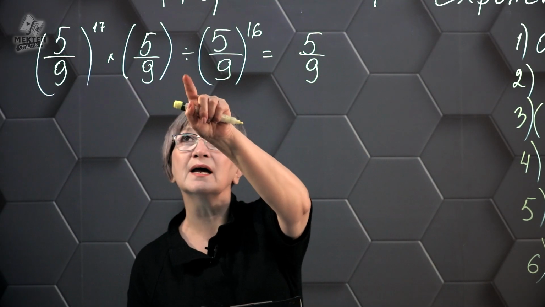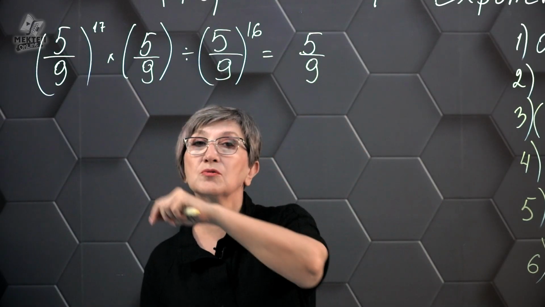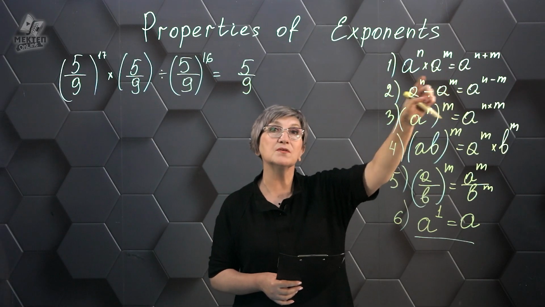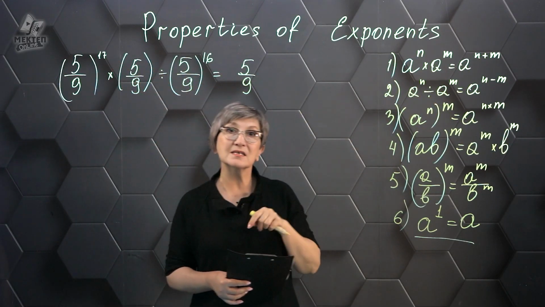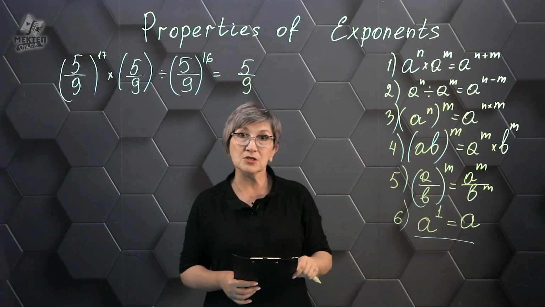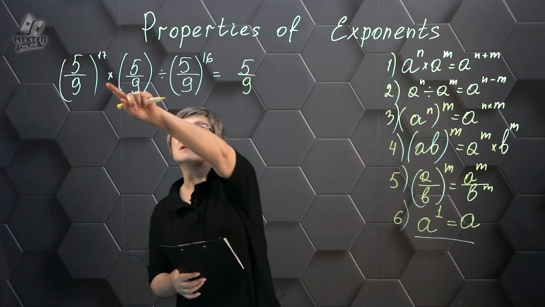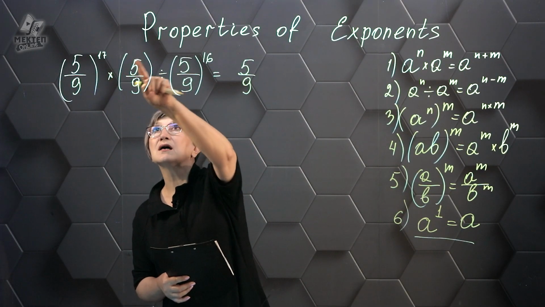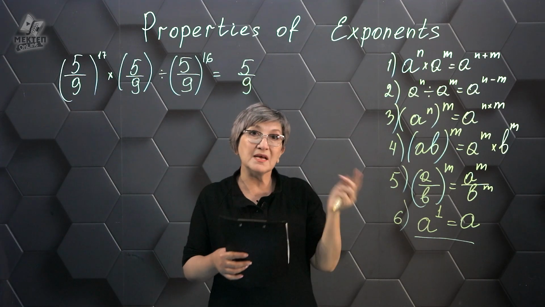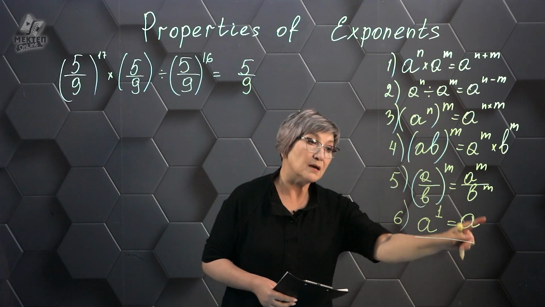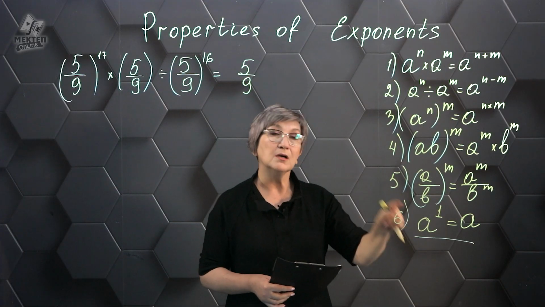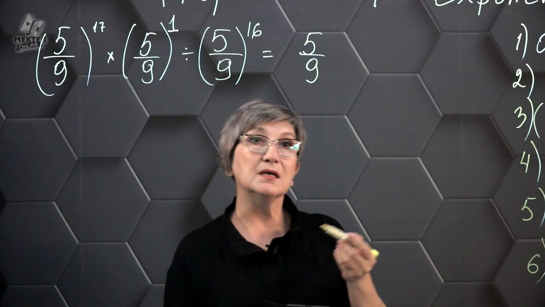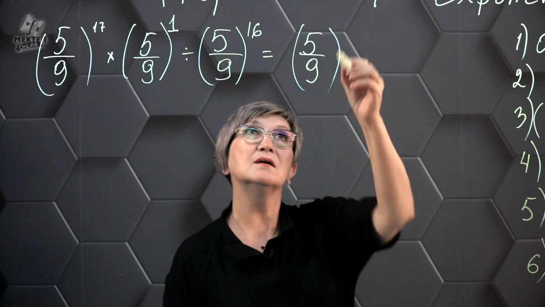Now we pay attention to what signs stand between our fractional numbers. In the first case is the multiplication sign, and that's the first property, so I have to add the exponents. And in the second case, I have to subtract. Let's pay attention to the exponents. The first multiplier has 17, but the second multiplier is written without an exponent. But we know the property that says that if a degree is not written down, it's degree 1. So then I'm going to write down 5/9.